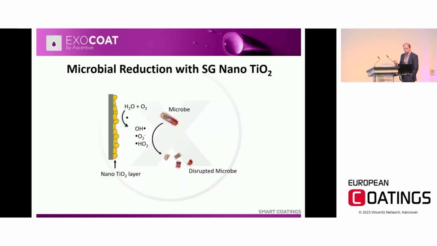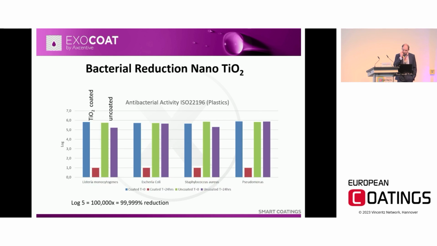Microbes. By the same mechanism of radical formation, microbes can also be broken down. Radicals break down organics, including bacteria, viruses and fungus. It's actually a very efficient method. This radical formation attacks microbes and disrupts them completely. There are several tests you can run. One of the tests is ISO 22196, which is a test on plastic.